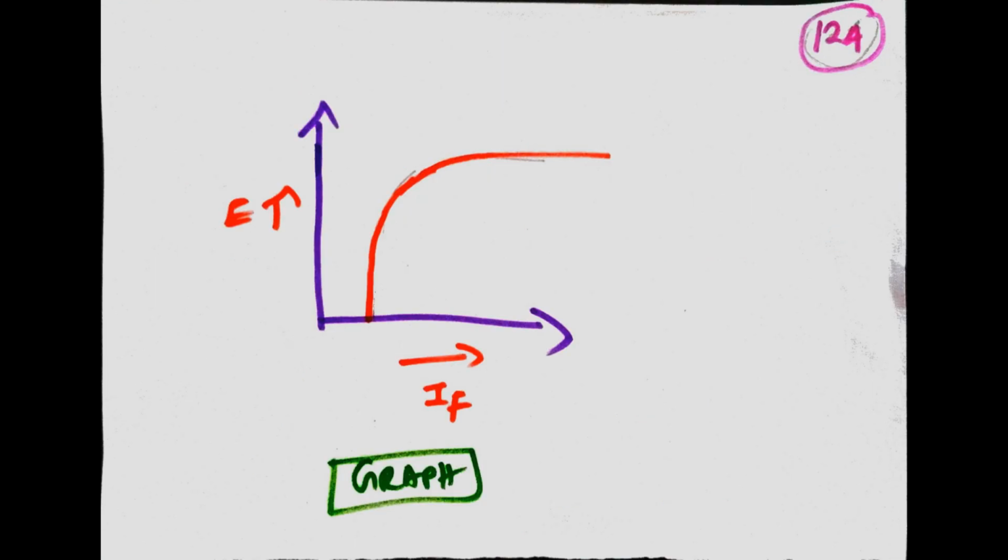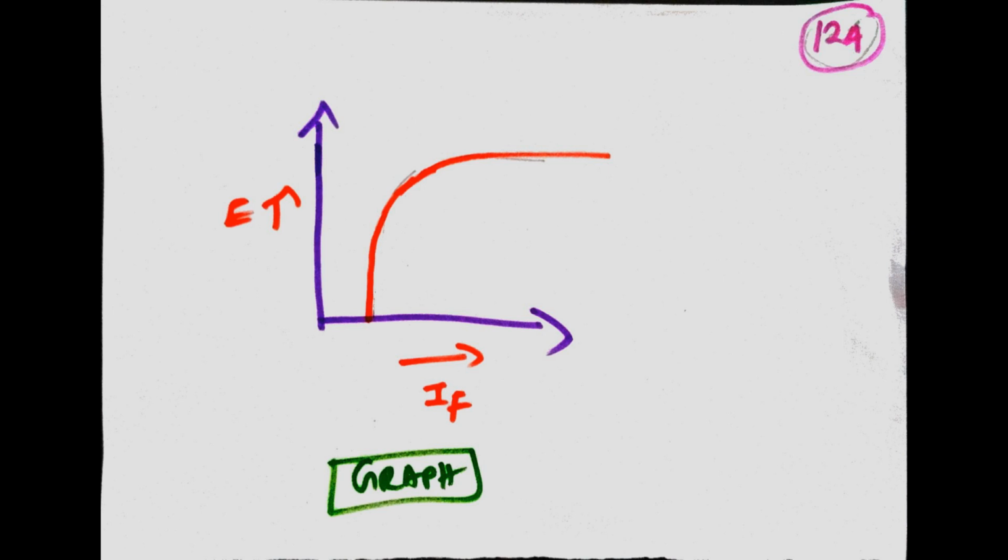The resultant graph is shown in the figure. The voltage buildup of a shunt generator graph is shown in the figure, that is IF versus E. The curve obtained from the voltage buildup of a DC generator is gradually increased.